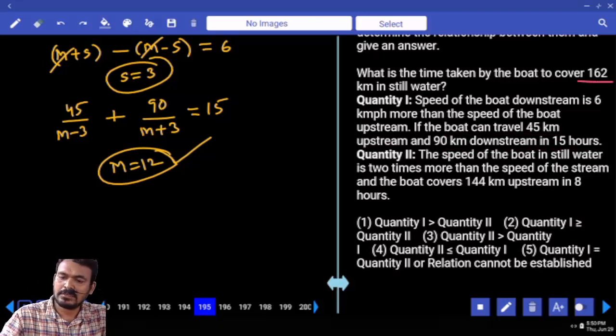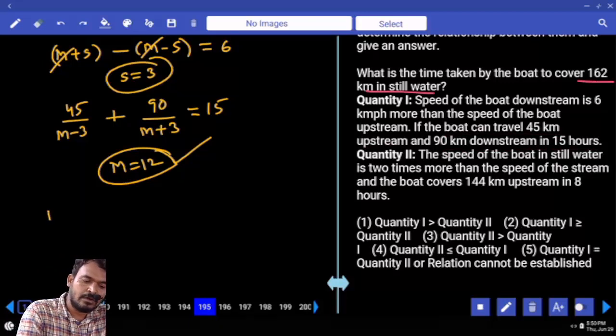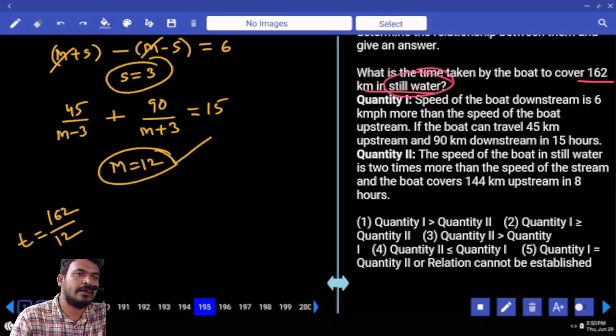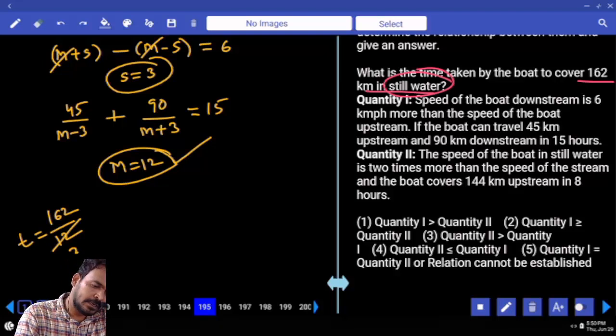What is the question here? 162 kilometers in still water. 162 by 12, then we get the time value. Okay. Still water means S value 0. 4 how many times? Denominator 3 times. Numerator, it is a 4 multiple? No. 162 and 12, 3 how many times? 4. Numerator 54 by 4 means 27 by 2. That will be 13 and a half hours, sir.